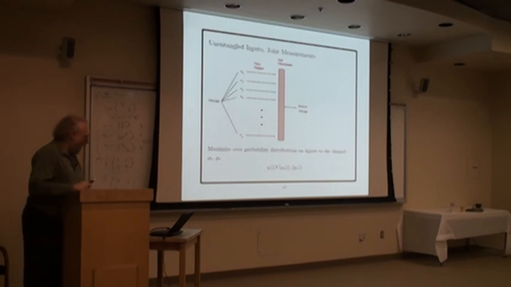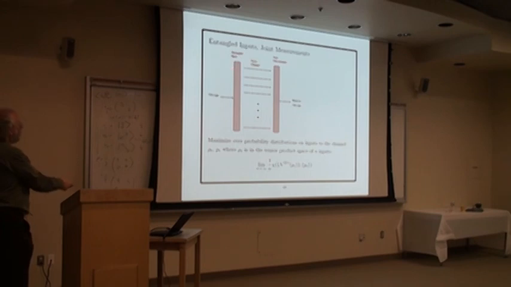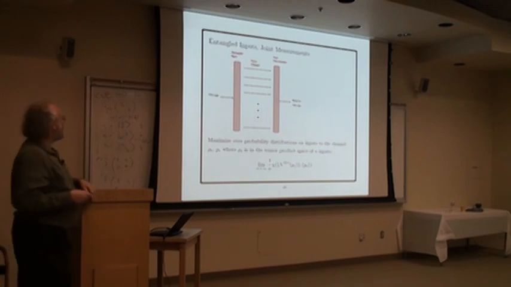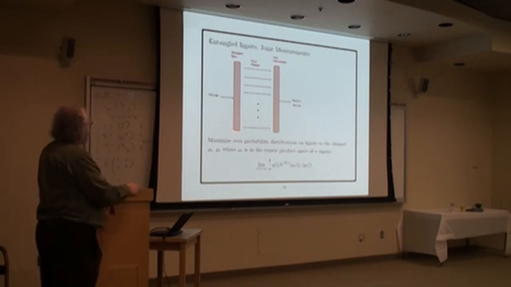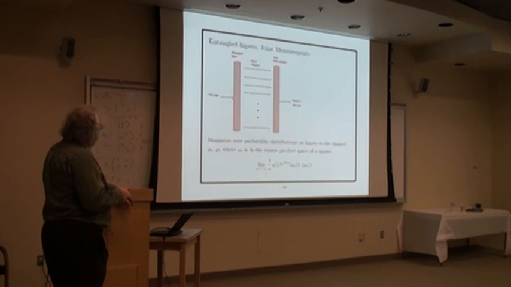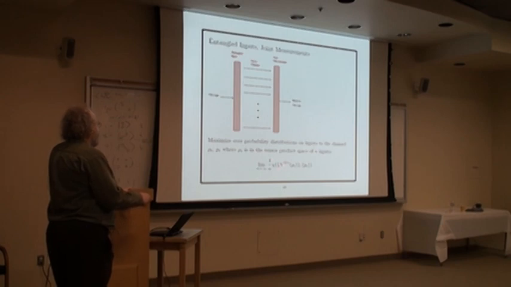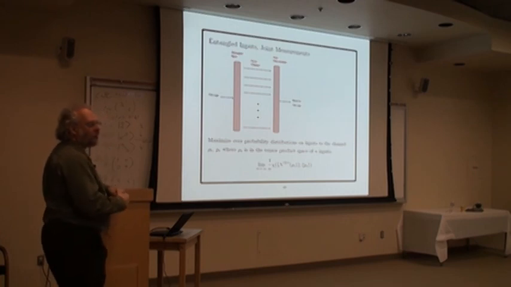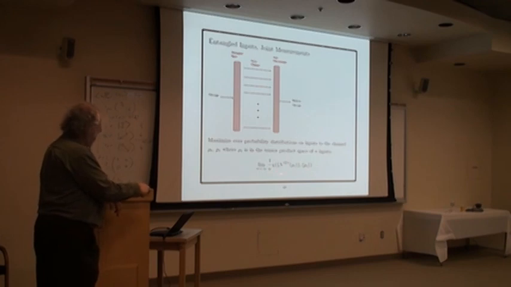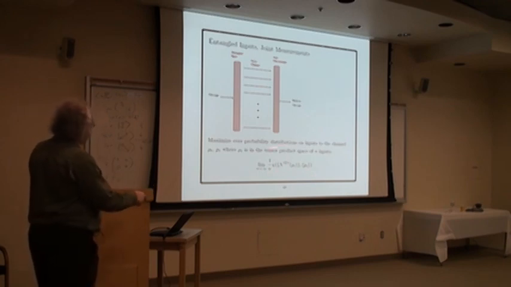So there's an obvious question. Suppose you have an entangled input and an entangled output. Can we send more information? Can we increase the capacity of a channel by doing entangled inputs and entangled outputs? We can show that this turns out to be the maximum over all probability distributions on inputs to the channel extension, where you look at the tensor product of n uses of the channel, so that's a channel on the tensor product of n input spaces. Now you take the Holevo capacity of that, multiply by 1 over n, and take the limit as n goes to infinity. So you have to regularize this expression, and this is the actual capacity of the quantum channel.